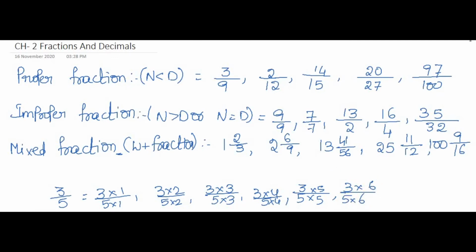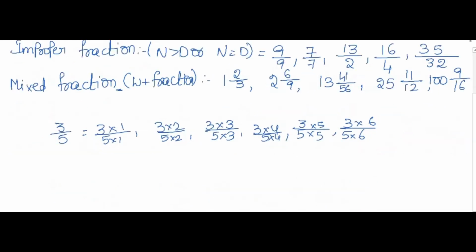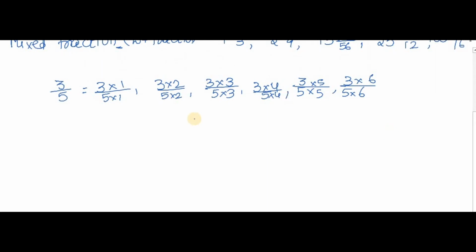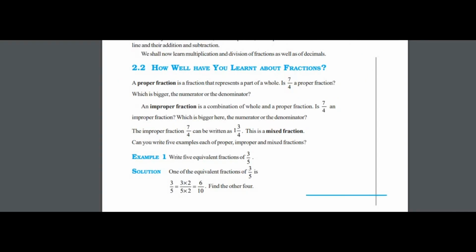Now we will move on to the next page. So 3 ones are 3, 5 ones are 5, it is already given, so that is the reason I am writing here. 3 twos are 6, 5 twos are 10, 3 threes are 9, 5 threes are 15, 3 fours are 12, 5 fours are 20, 3 fives are 15, 5 fives are 25, 3 sixes are 18, 5 sixes are 30. That's what we have to write here. The question asks for 5 equivalent fractions, so that is the reason we have to go like that.